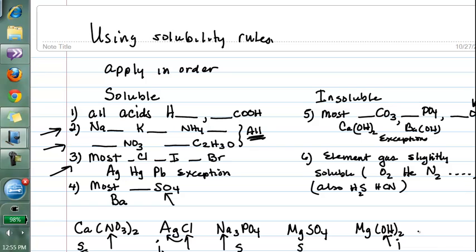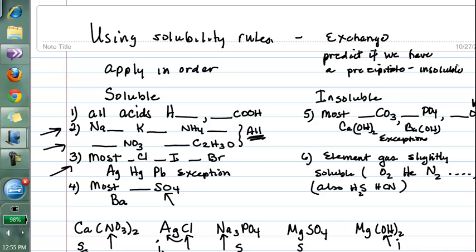So that's an example of using the solubility rules. These will be used in exchange reactions where we can predict if we have a precipitate. That's a lot to spell, which means an insoluble product.